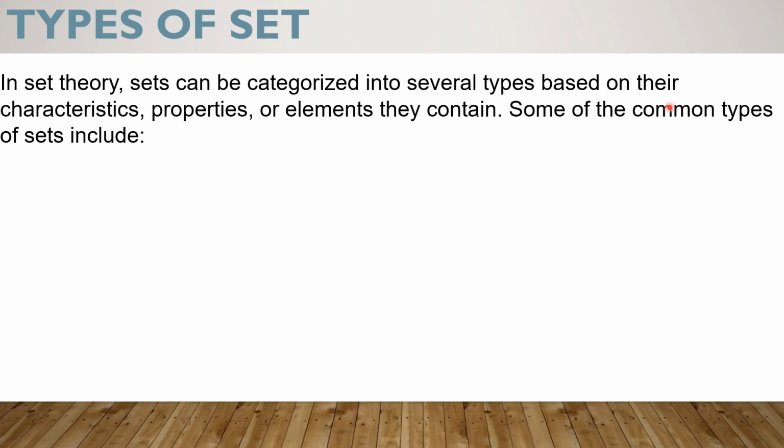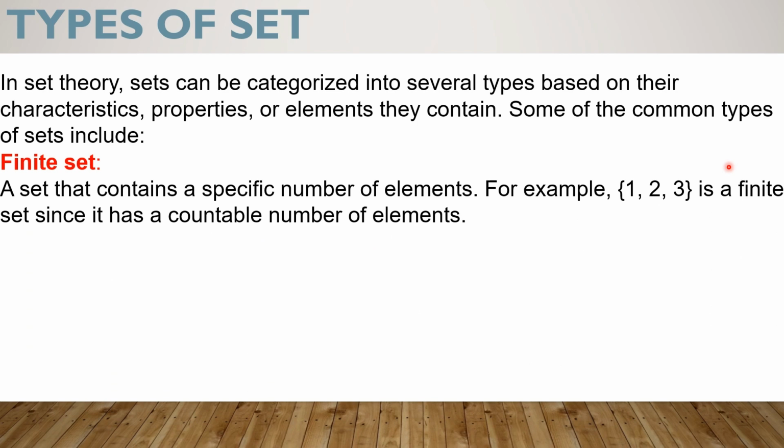Now let's discuss types of set. Here we are going to discuss different types of set on the basis of their characteristics, properties, or elements they contain. First one is finite set. A set that contains a specific number of elements is called a finite set. For example, the set {1, 2, 3} is a finite set since it has a countable number of elements. For a set to be finite, it must contain a countable number of elements.